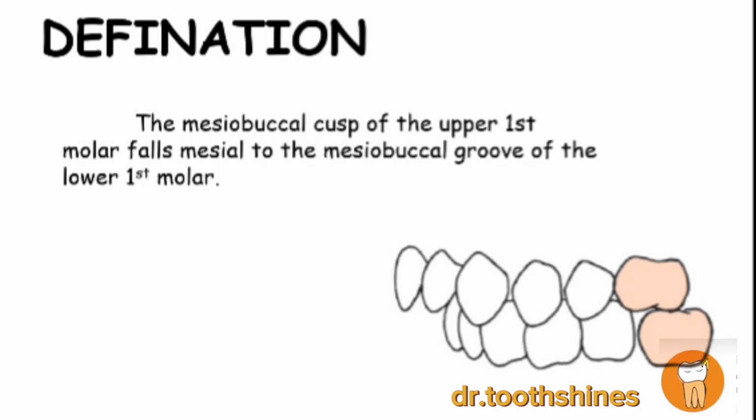The definition of class 2 malocclusion is that the mesiobuccal cusp of the upper first molar falls mesial to the mesiobuccal groove of the lower first molar. You can look at the picture, the molars that are pink in color. According to this definition, we are focused on the upper molar, which is mesial to the mesiobuccal groove of the lower molar. This definition is correct.